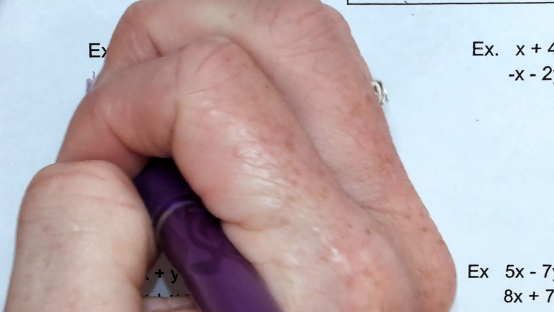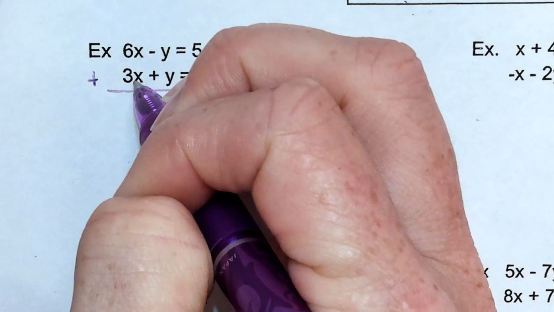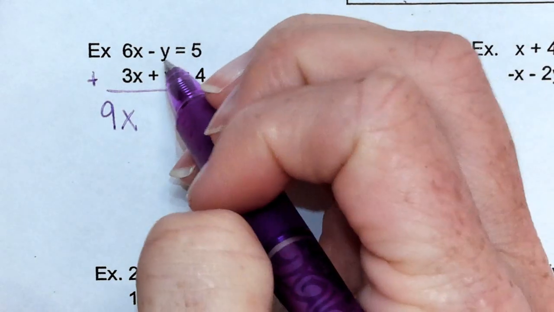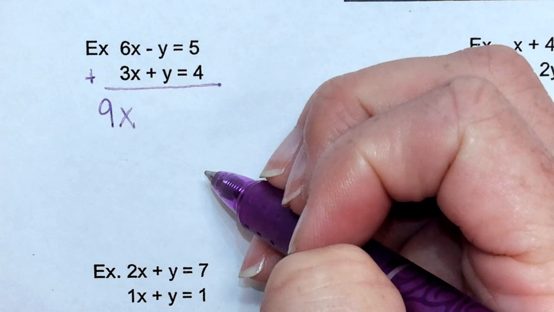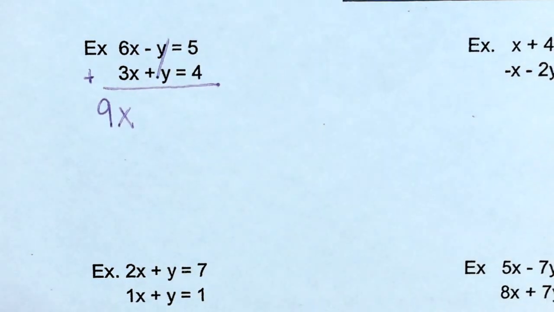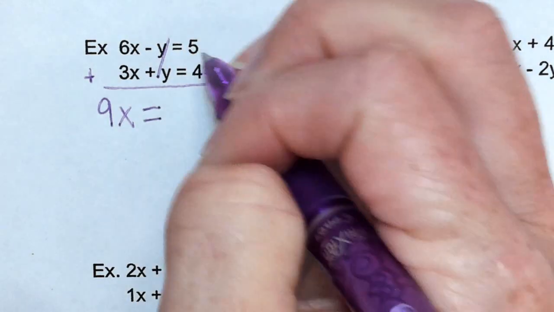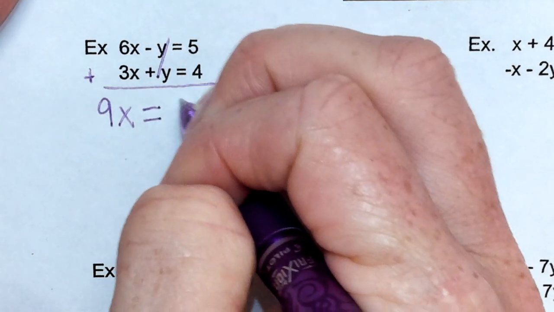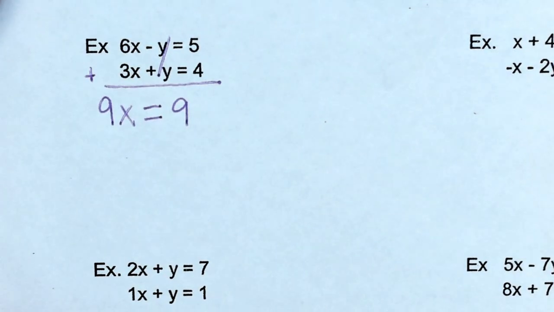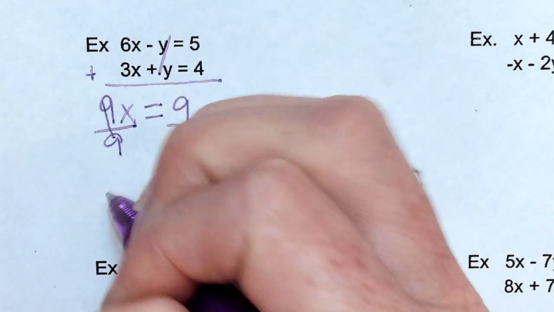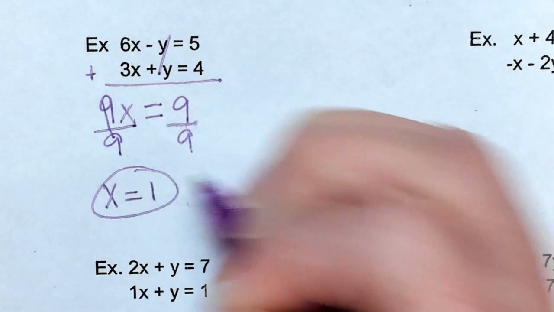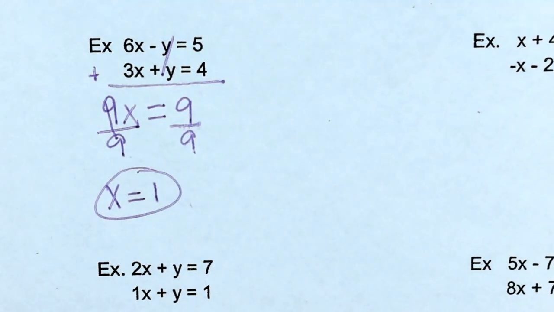Okay? What is 6x plus 3x? 9x. What is negative y plus y? Did it just eliminate? That is why this method works. I now have equals, and I add 5 plus 4 is 9. I now have an equation where I can solve for x. Yes? How would I solve for x? Divide by 9, and I'm left with x is equal to 1. I now have the x value that satisfies both of those equations.